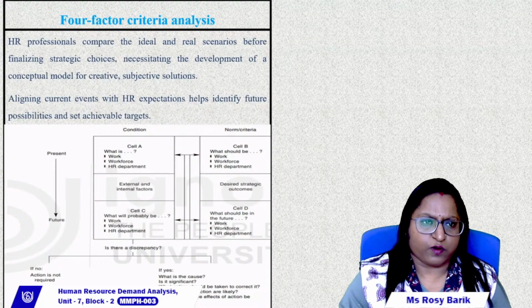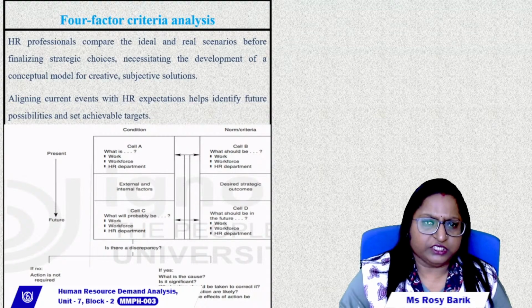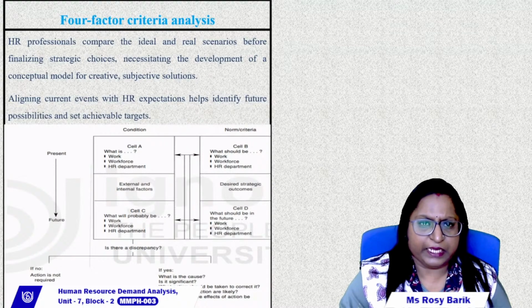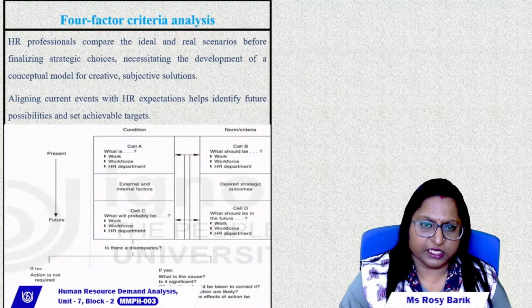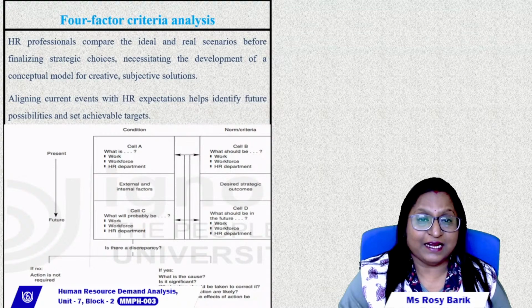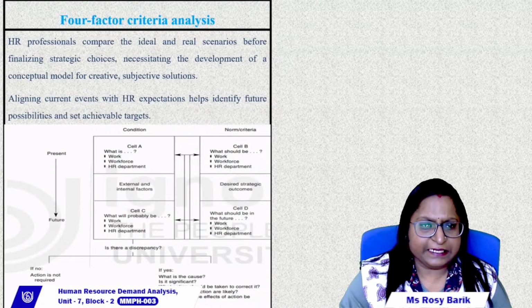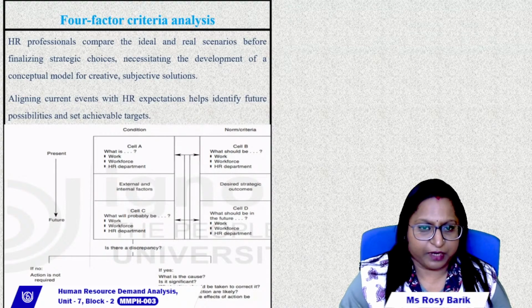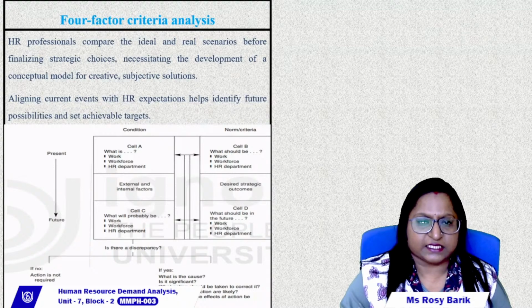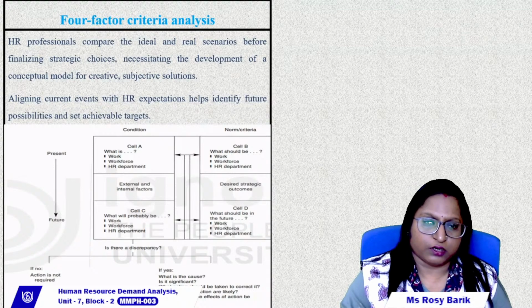Cell A says what is, like workforce. All are saying the same kind of thing. HR department, which is affected by both internal as well as external factors. Cell B similarly says what should be the workforce and HR department. So it is desired and strategic outcomes. Cell C says what will probably be the workforce and HR department. Similar. Cell D says what should be in the future workforce and HR department.